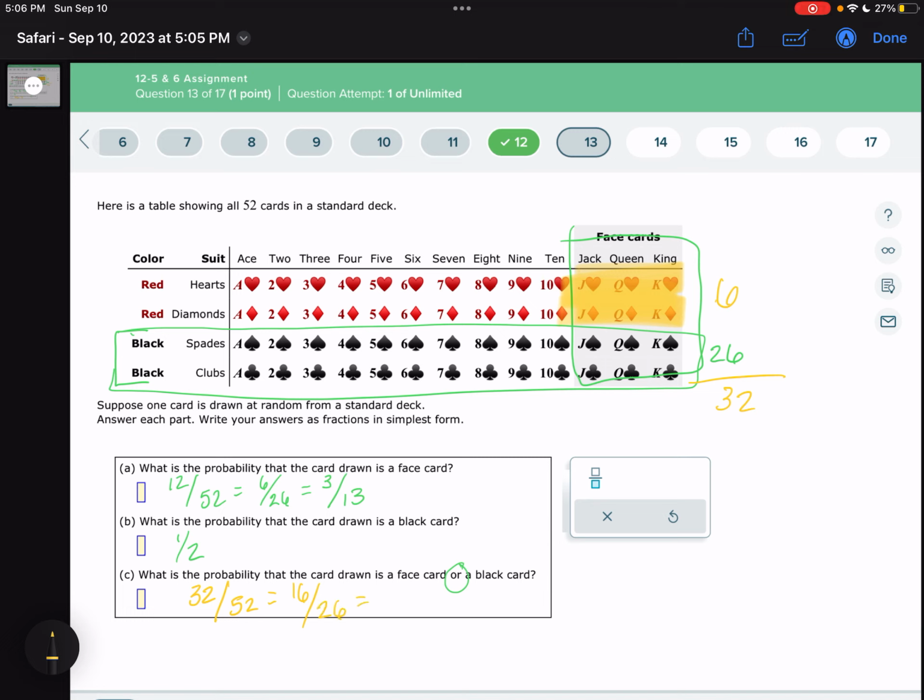They're very similar. I got myself confused. Half of 16 is 8, and half of 26 is 13. So that would be our simplified fraction, and that would be then our answer for that.